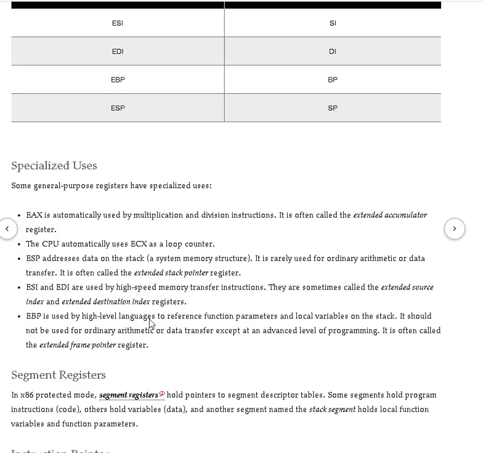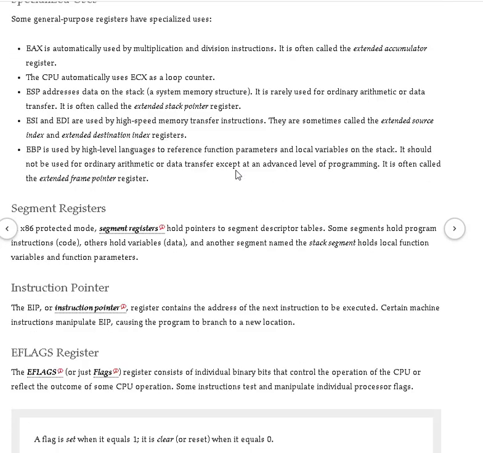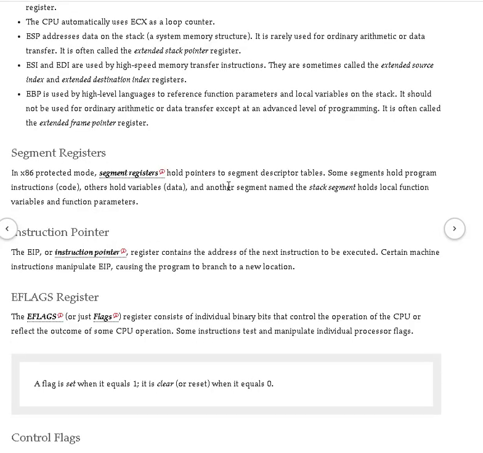Some of these registers have special uses. Look over this, but don't worry about it a whole lot right now. We're going to get into those in detail as we start programming. Same way with the segment registers. Get an idea of what they are, but we'll get into it later, to some extent anyway. The instruction pointer we've already talked about. It's a special register that contains the address of the next instruction to be executed.